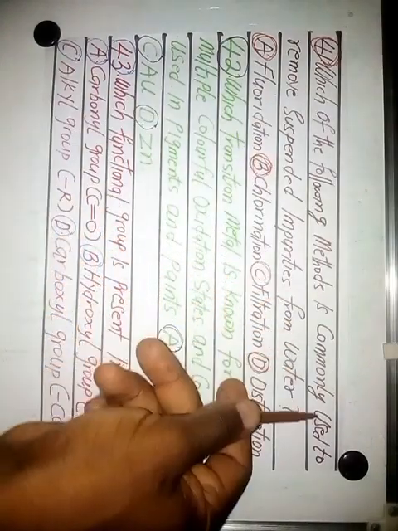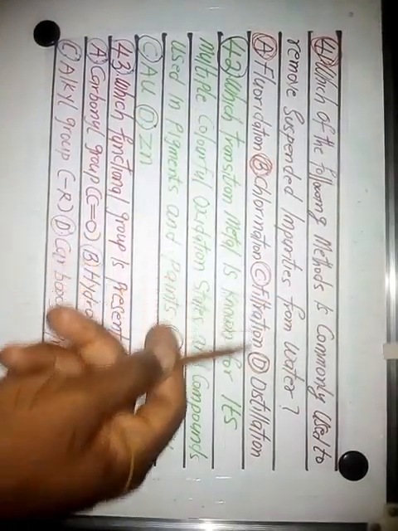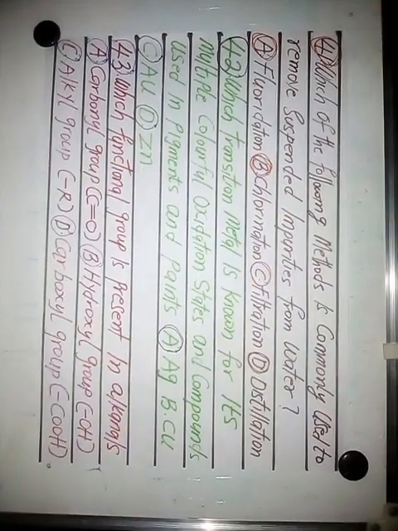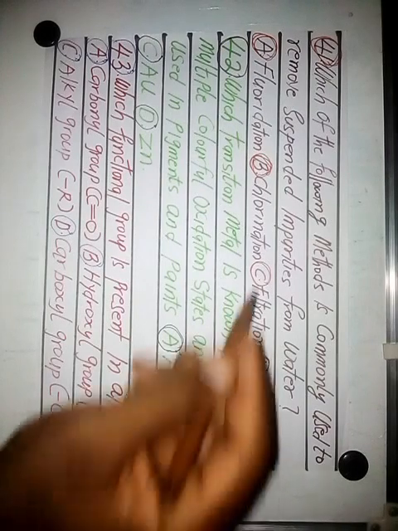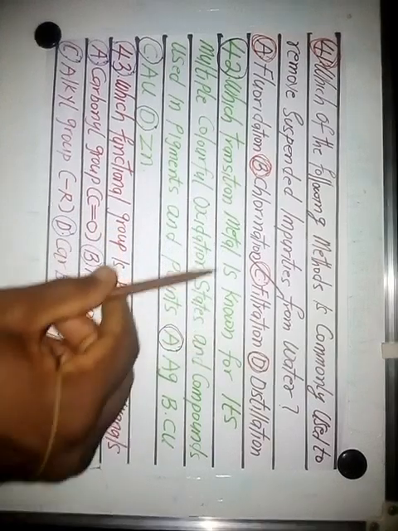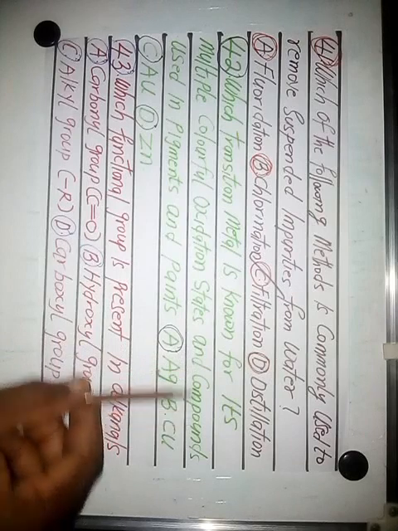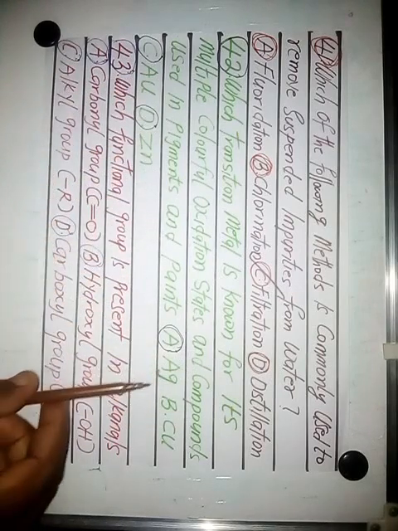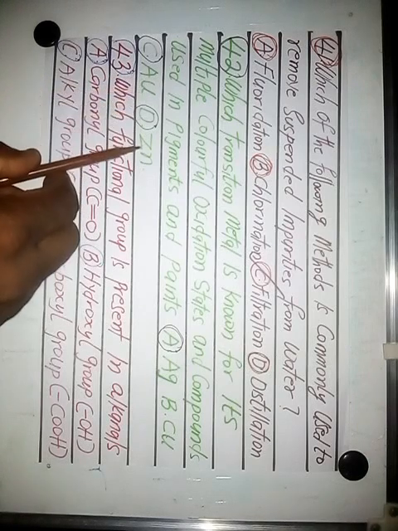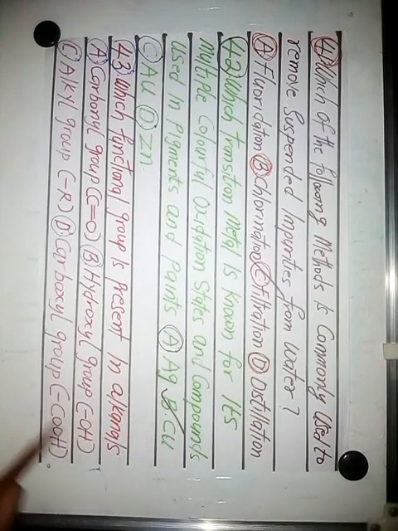Which of the following methods is commonly used to remove suspended impurities from water? Fluoridation, chlorination, filtration, distillation. So they are saying suspended impurities, like when you have chalk in water, you use filtration. So the answer is C. Which transition metal is known for its multiple colorful oxidation states and compounds used in pigments and paints? Silver, copper, gold, zinc. So your answer is B, copper.